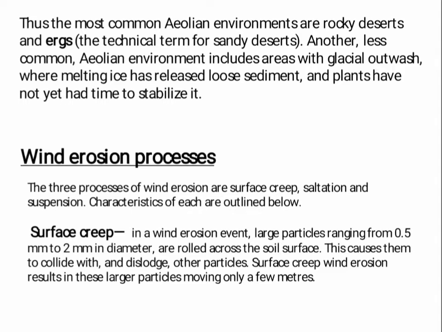Now let's look at the wind erosion processes. The three processes of wind erosion are surface creep, saltation and suspension. Characteristics of each are outlined below. First is surface creep. In a surface creep wind erosion event, large particles ranging from 0.5 mm to 2 mm in diameter are rolled across the soil surface. This causes them to collide with and dislodge other particles. Surface creep wind erosion results in these larger particles moving only a few meters.